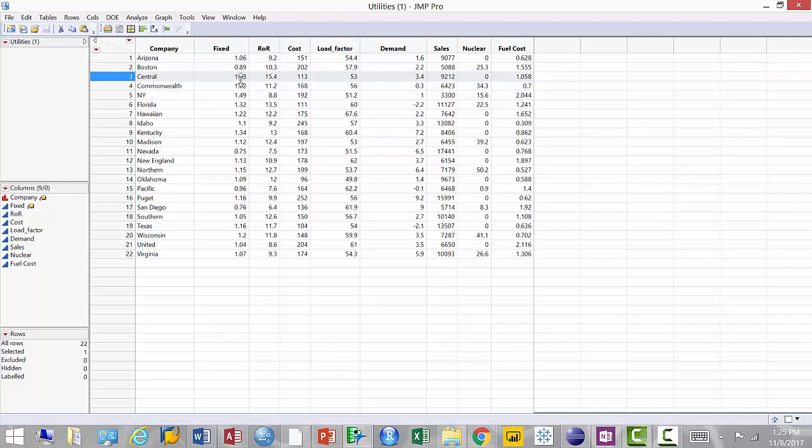Fixed, for example, the first one, 1.06 versus 1.43. Is it close? Well, probably closer than this one, I guess, right? 0.89 is far away from them, right? Then 15.4 versus 9.2. That's probably a big difference, right? 151 versus 113. That's a big difference, probably, right? So these may be not so close, right?